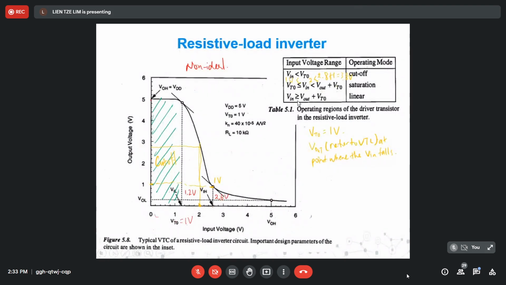Also the same for V in above V out plus VTO. It means the region at the bottom is the region for linear, and another region for saturation is here.